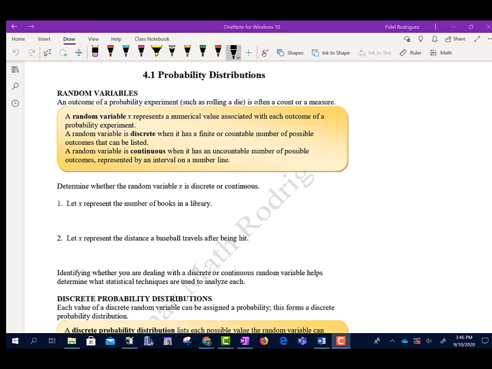It says a random variable is discrete when it has a finite or countable number of possible outcomes that can be listed. A random variable is continuous when it has an uncountable number of possible outcomes represented by an interval on a number line. Okay, so the first question here says, determine whether the random variable x is discrete or continuous. Let x represent the number of books in a library.